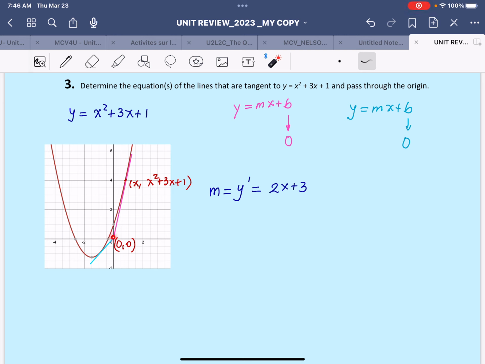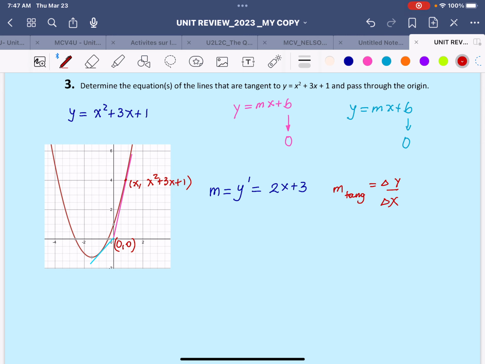So we are drawing a straight line that connects the point with coordinates 0, 0 and the point with coordinates x and x squared plus 3x plus 1. So to find the slope of the tangent that connects these 2 points, we simply have to use the formula delta y over delta x.